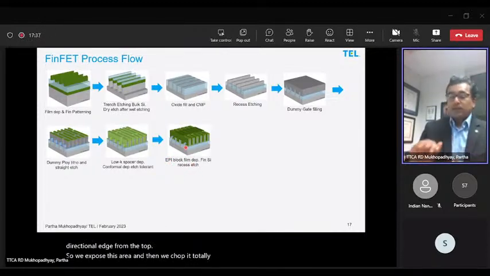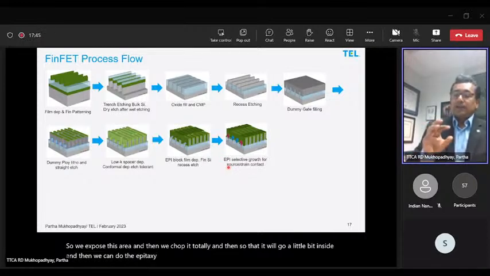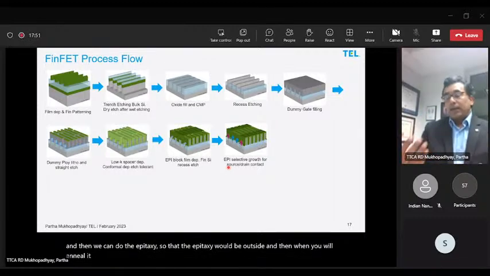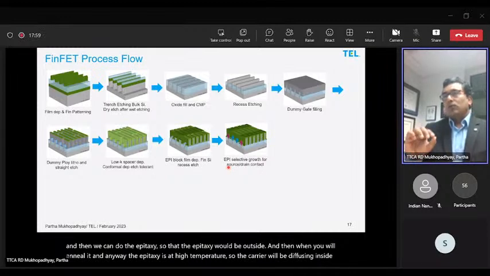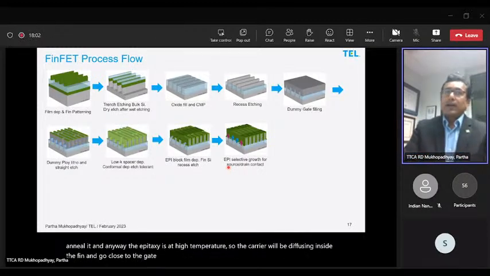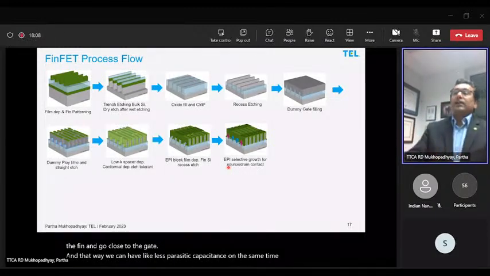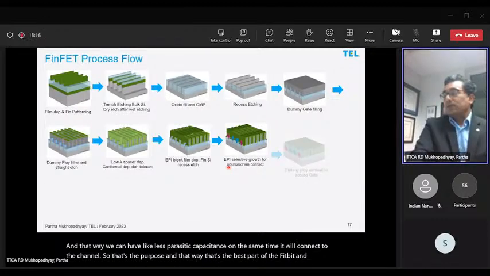And then it will go a little bit inside, and then we can do the epitaxy, so that the epitaxy would be outside, and then we will anneal it, and anyway, the epitaxy is at high temperature. So the carrier will be diffusing inside the fin and go close to the gate. And that way we can have less parasitic capacitance. At the same time, it will connect to the channel. So that's the purpose, and that's the best part of the FinFET. And we are also using it in advanced nodes.